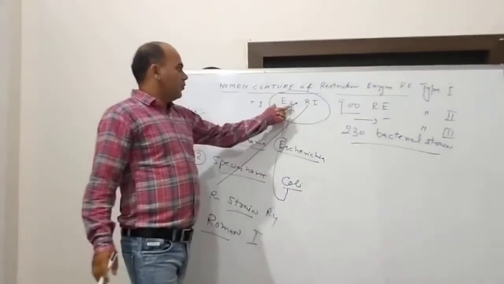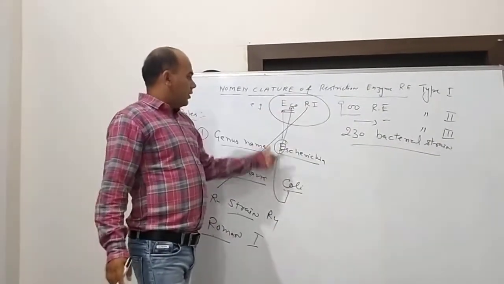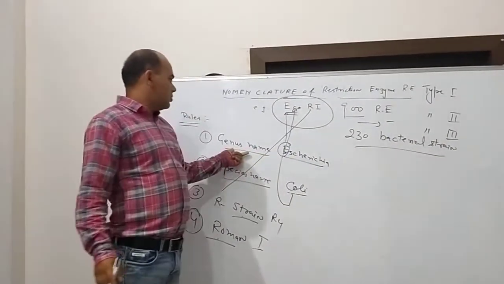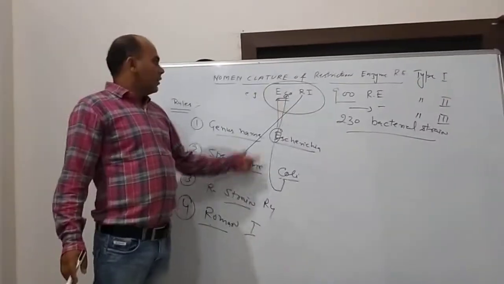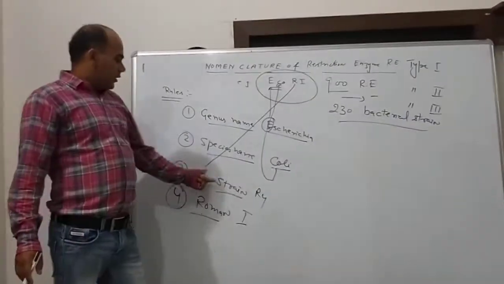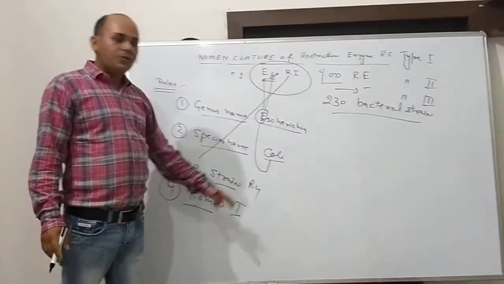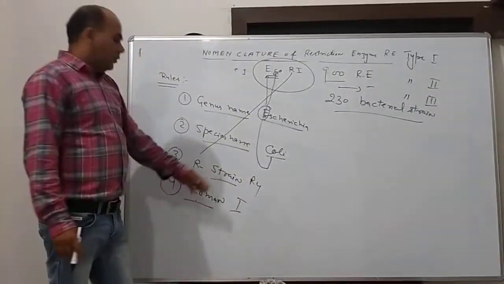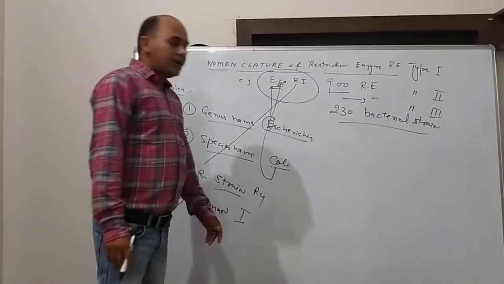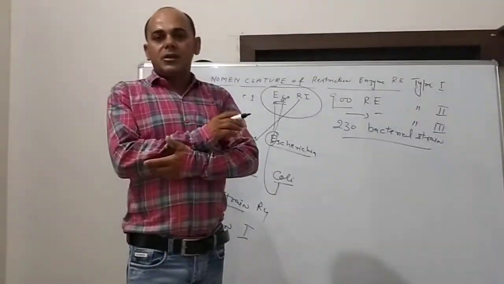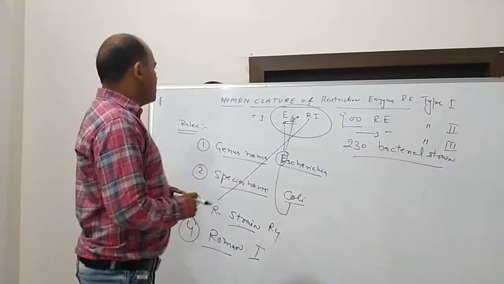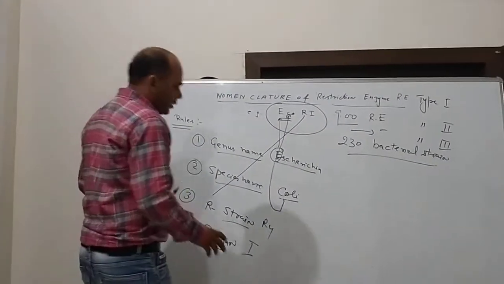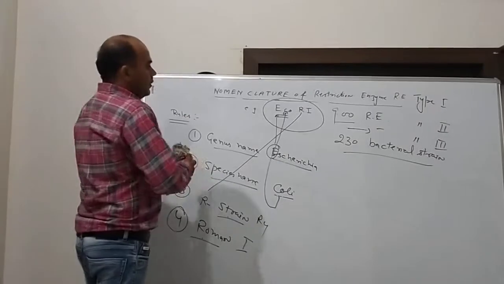Write the example of EcoR1: E indicates Escherichia, the genus name, the generic name; CO indicates the species name; and R indicates what kind of strain. This is called RY, only write R. And the Roman numeral I indicates the order of discovery of the enzyme, whether it is first, second or third. So this is the topic about the nomenclature of restriction enzymes.